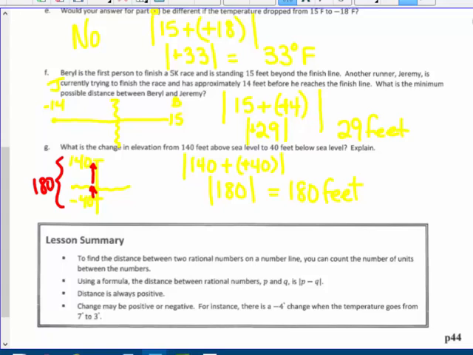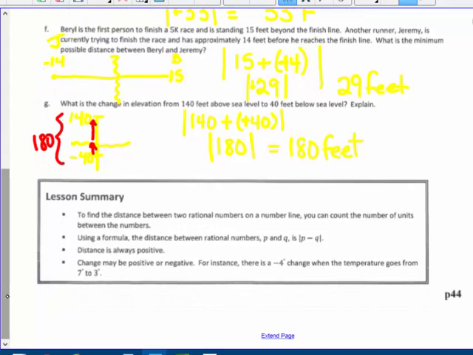So to find the distance between two rational numbers on a number line, you can count the number of units between the numbers, so we can use a number line. We can use the formula. The distance between the rational numbers is the first number minus the second number and take its absolute value. Distance is always not signed. It doesn't have a sign on it. It just is. It's neutral. I like to say not signed because otherwise you think it's positive. No, distance doesn't have a sign on it.